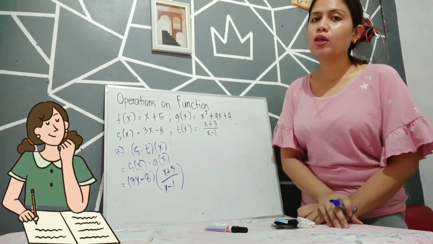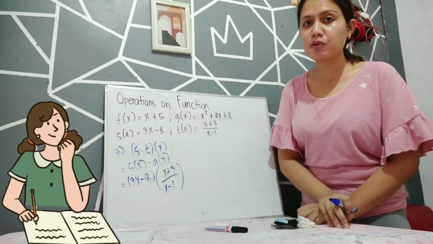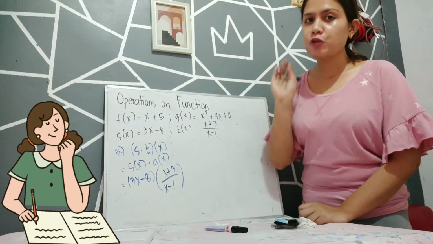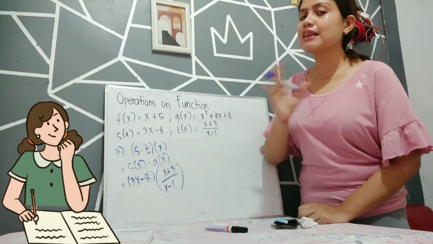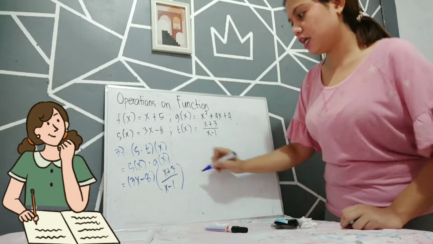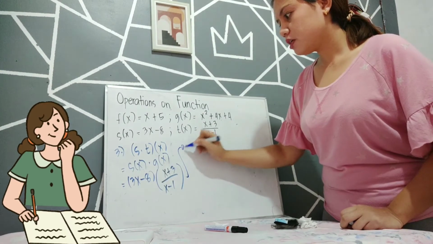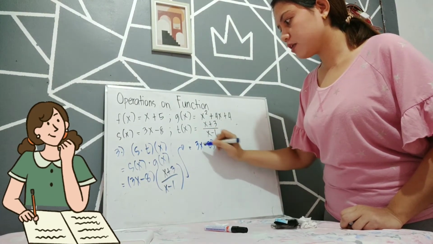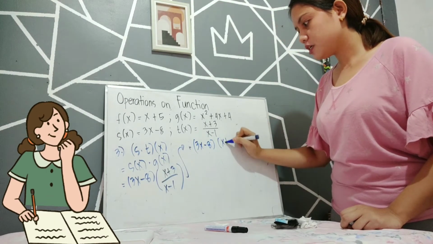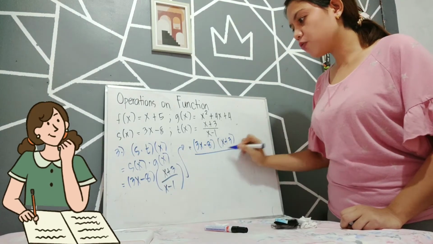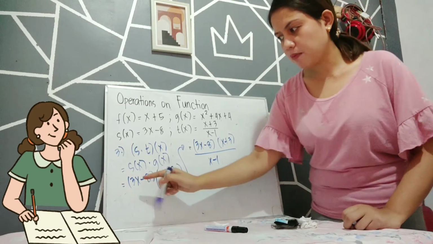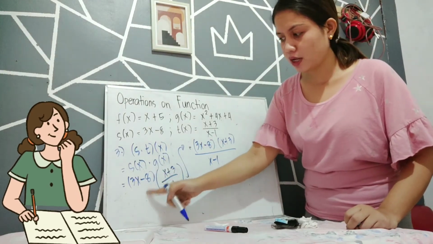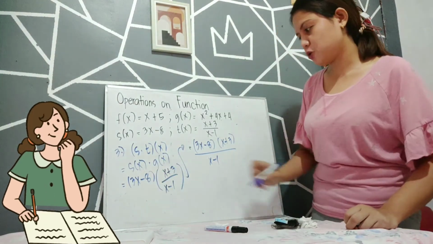Remember that when you are multiplying a fraction, class, the process is numerator times numerator, then denominator times denominator. Let's have our answer here. So let us rewrite. So you have 3x minus 8 times x plus 3 over x minus 1. Remember, it is over 1 here. 1 times x minus 1 is just x minus 1.